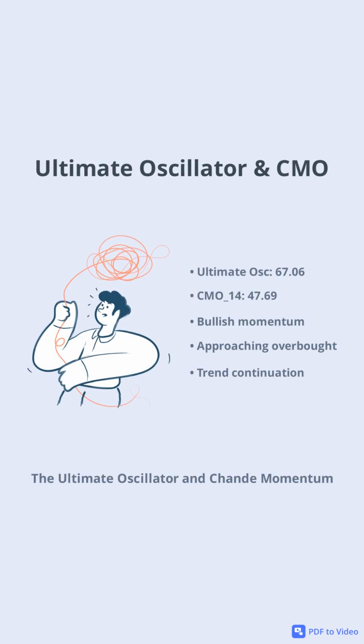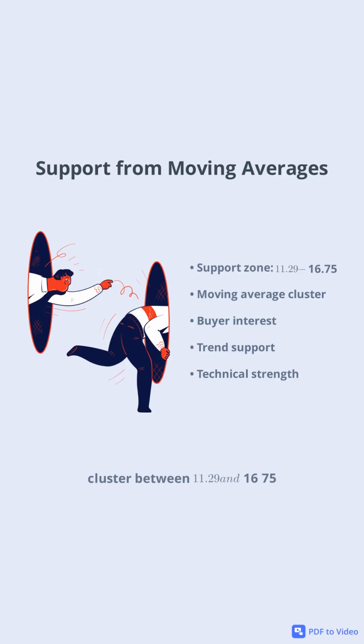The Ultimate Oscillator and the Chande Momentum Oscillator (CMO) provide additional momentum insights. DJT's Ultimate Oscillator is at 67.06 and the CMO 14 is at 47.69. Both readings are in bullish territory, supporting the case for continued upward movement, but also suggesting that the stock is approaching overbought levels. Multiple moving averages cluster between $11.29 and $16.75, providing a zone of potential support. If DJT pulls back, these levels may act as a cushion and attract buyers. The alignment of short, medium, and long-term averages is a positive technical sign, indicating broad-based support for the current trend.